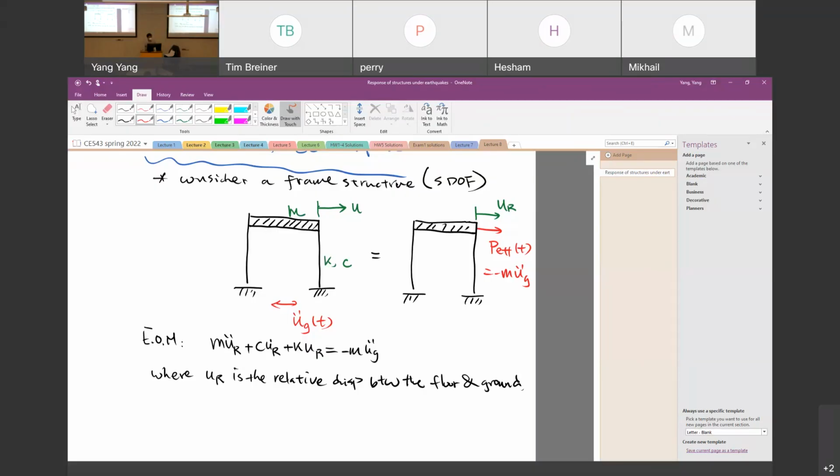Why? Because we need to design the force. We know the force in the column is only a function of the relative displacement. So the deformation of the column is only a function of the relative displacement. It has nothing to do with absolute displacement there. So any questions up to here? We covered this at the beginning of this semester.